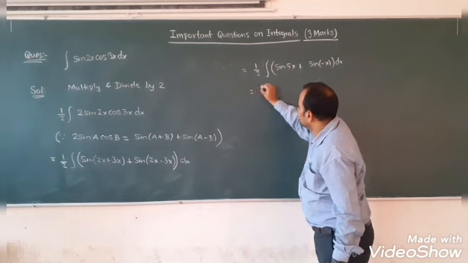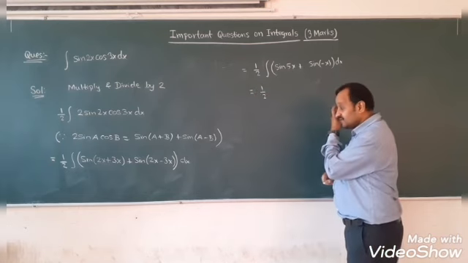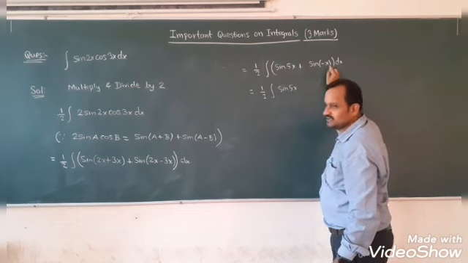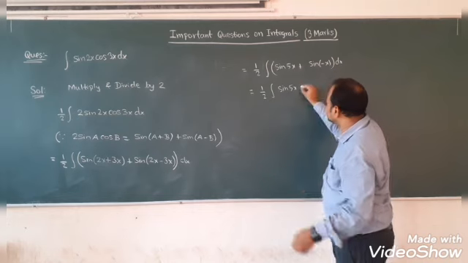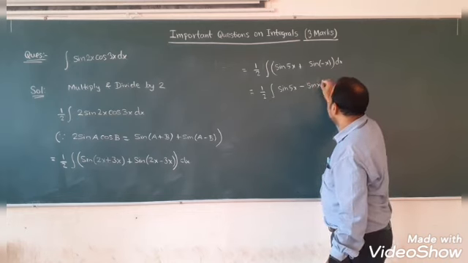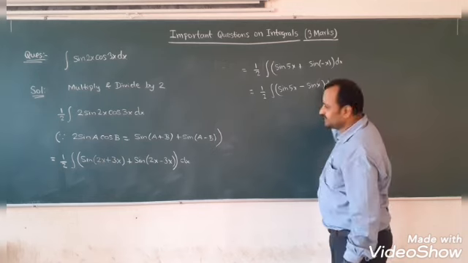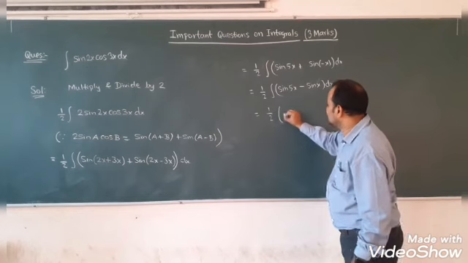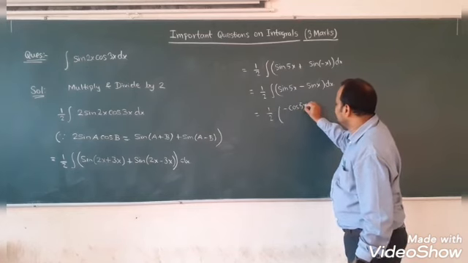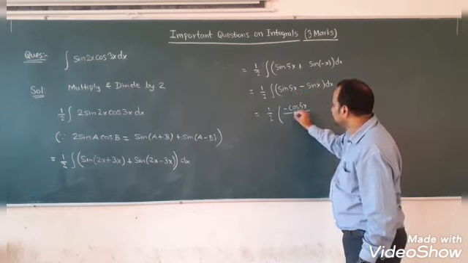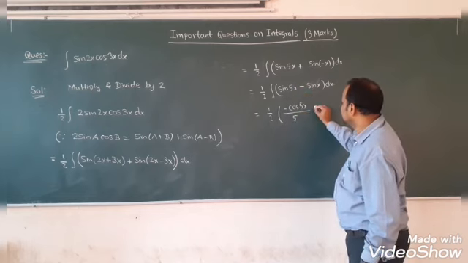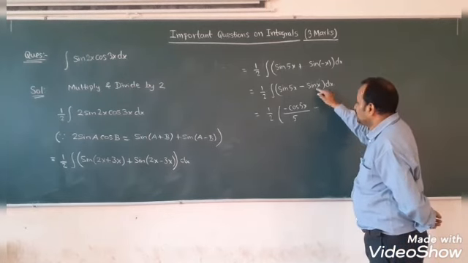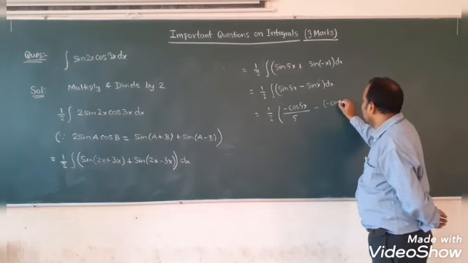Now this I can say 1 by 2 integral of sin 5x, and sine of minus x is minus sine x, dx. Now apply the integral. What is the integral of sine? The integral of sine is minus cos. So minus cos 5x; since 5 is multiplied inside, you have to divide by 5. Minus, and the integral of sine is again minus cos x.